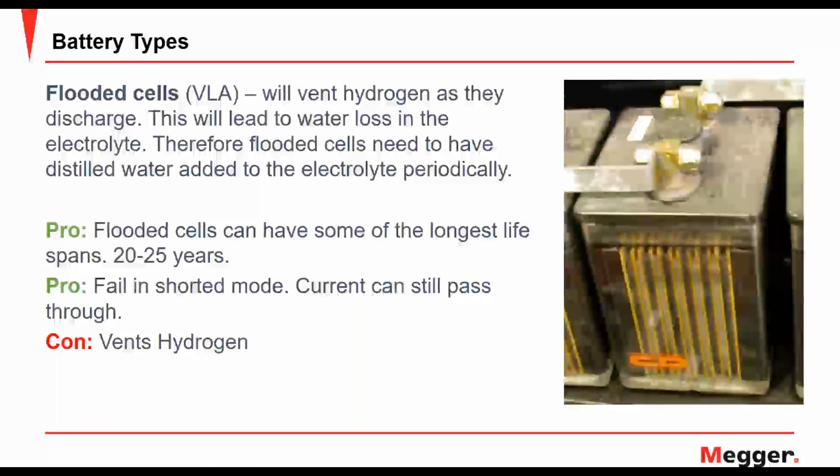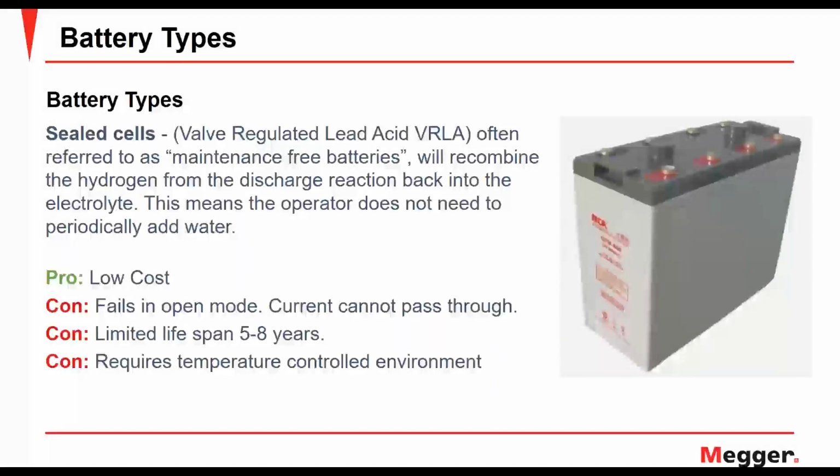In order to overcome this issue, they have a different type, the sealed type, or some may refer to it as maintenance-free batteries, valve-regulated lead acid batteries, which have a recombination of the hydrogen. They still vent hydrogen, but they recombine it inside the cell itself. So they recreate that water content inside the battery. Of course, this is not a 100% efficient procedure. So they do fail quietly.